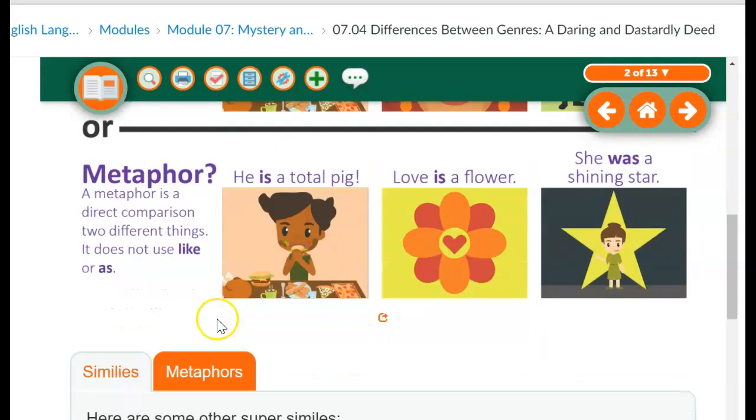Okay, so now let's look at metaphors. So remember, metaphors still compare two things, but it does not use the words like or as. It usually says is or was. So in this one, it says he is a total pig. Now, does that mean he turned into a pig now? Nope. It's just saying, yep, he's messy when he eats his food.